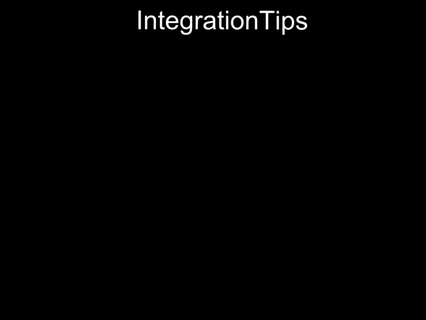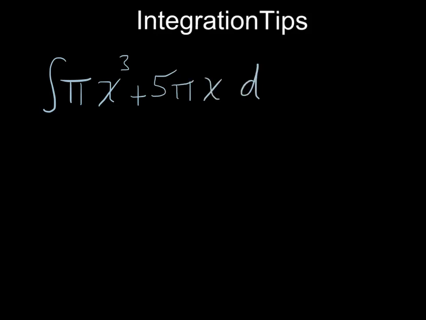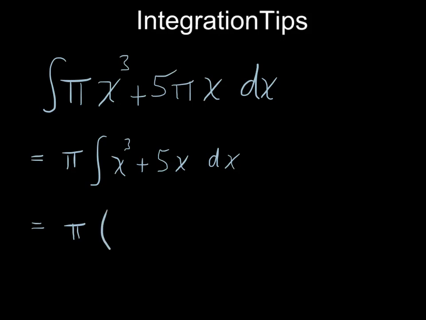Let's say the integral of pi x cubed plus 5 pi x dx. Clearly there's a common factor of pi which I can take outside the integral sign. So it becomes pi times the integral of x cubed plus 5x dx. And I can integrate all of that, so it'll be pi brackets x to the 4 over 4 plus 5x squared over 2 plus c.